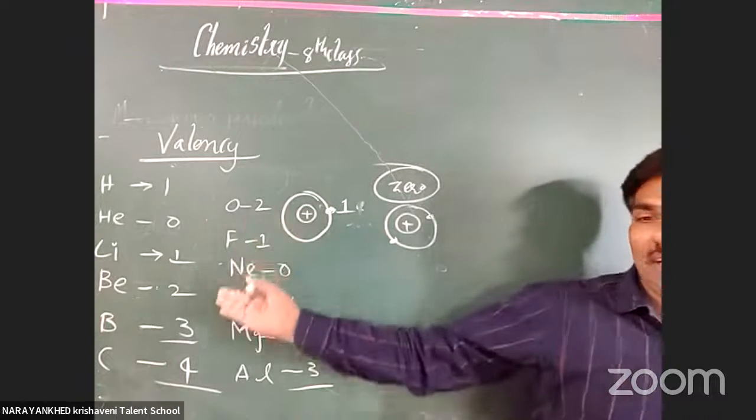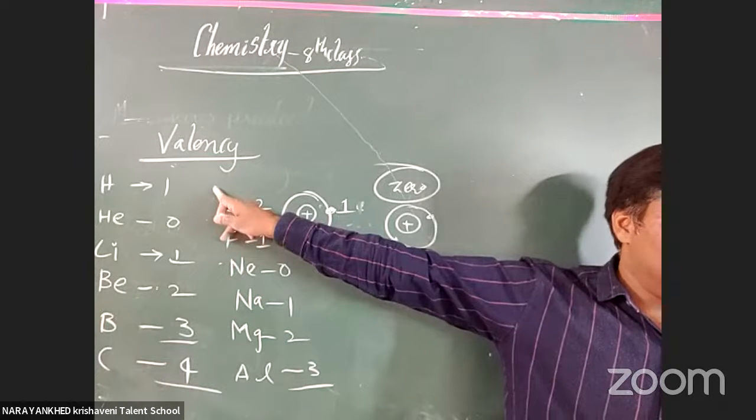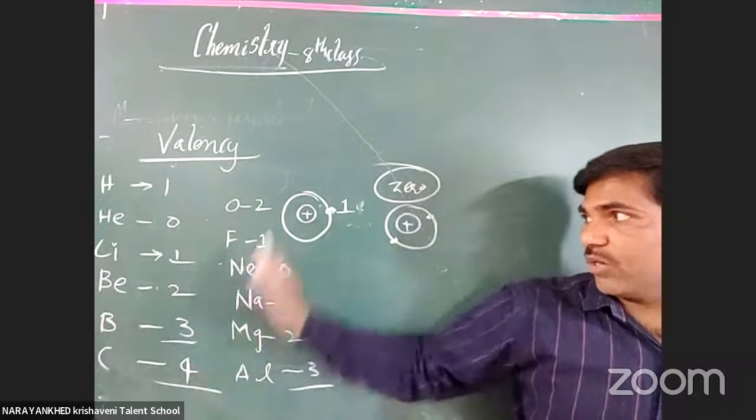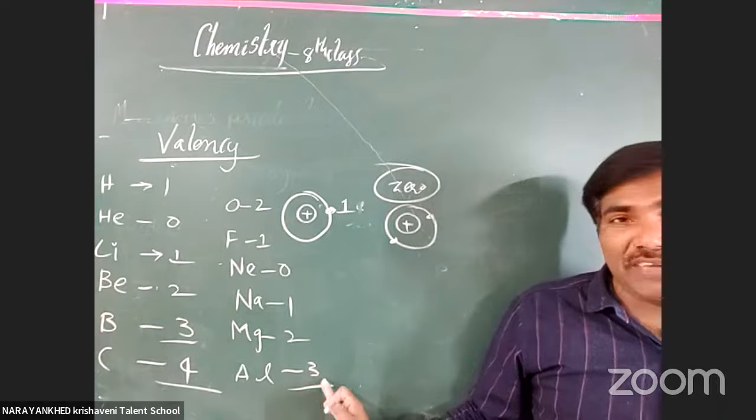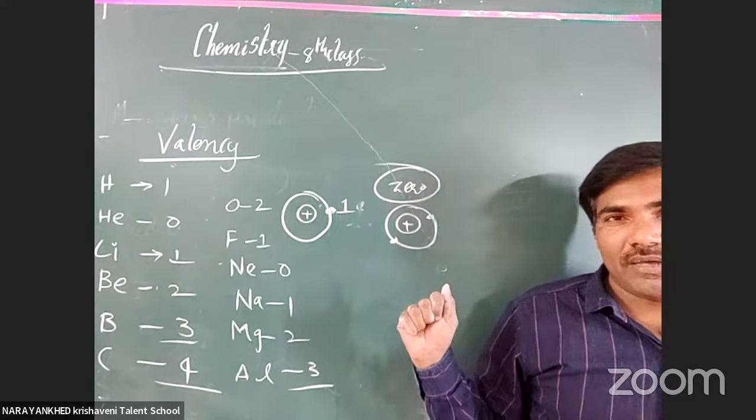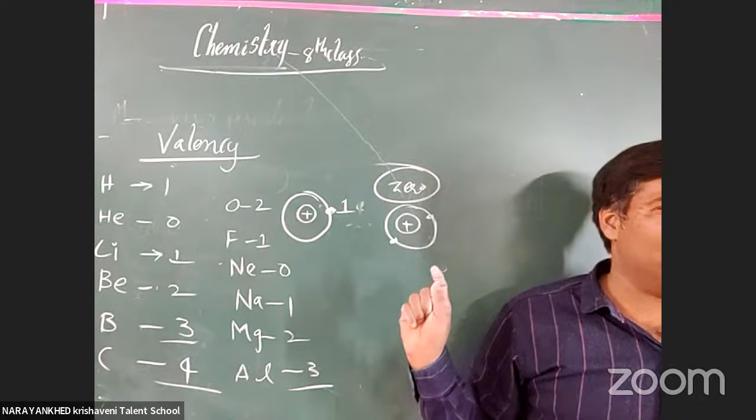Yes, this is a very important thing here. Understood, all of you? We write it like that here: 1, 0, 1, 2, 3, 4, 2, 1, 0, 1, 2, 3. Okay, now what is this actually? This is called combining capacity.